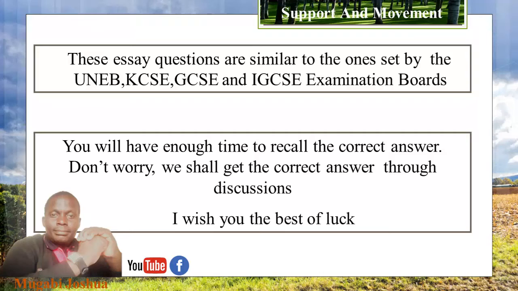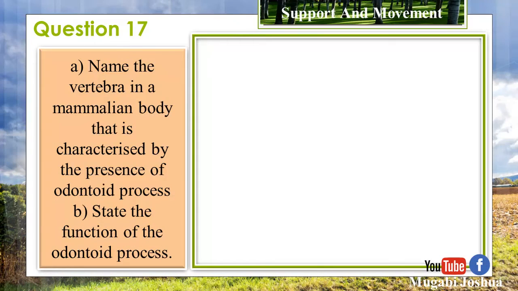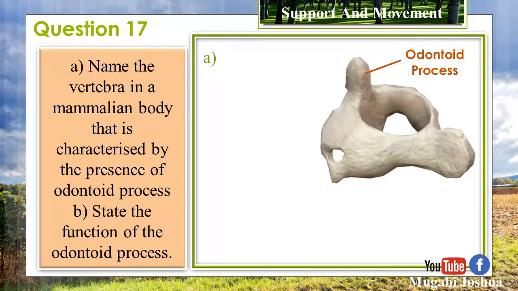Now let's begin our questions. Question 17, Part A. It says, name the vertebra in a mammalian body that is characterized by the presence of the odontoid process. They want us to name the vertebra in the mammalian body that is characterized by the presence of the odontoid process. That is part A.